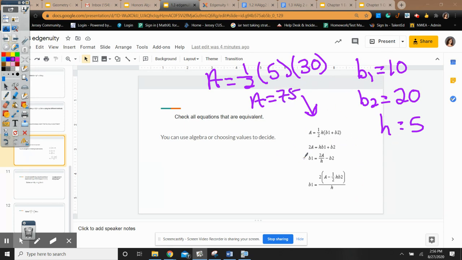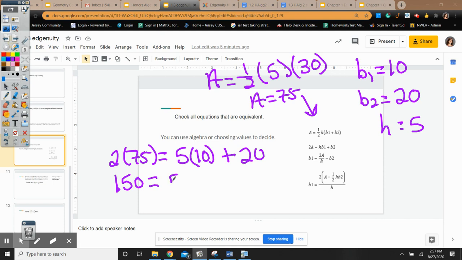So we're going to check these all out and see if they're equivalent. So what would 2a be? That would be 2 times 75. Does that equal H, 5 times B1, which is 10, plus B2, which is 20? This will be 150. Does that equal 50 plus 20? No. The second one is out.